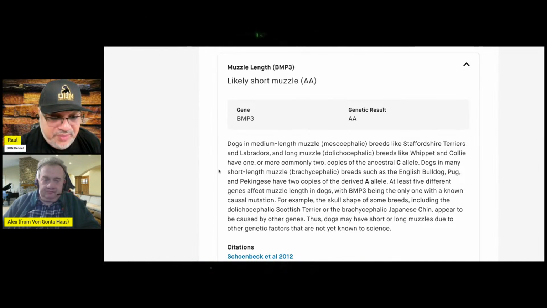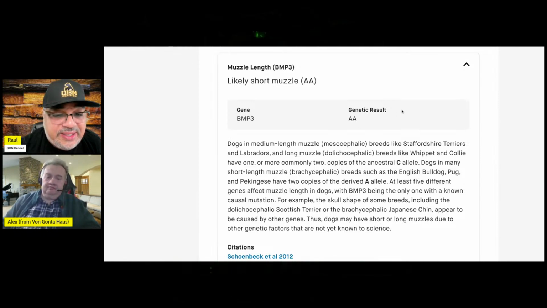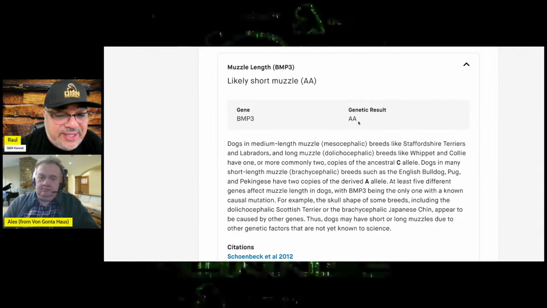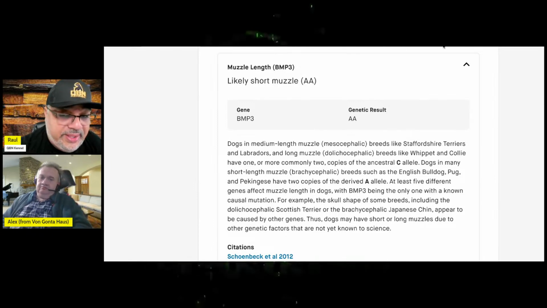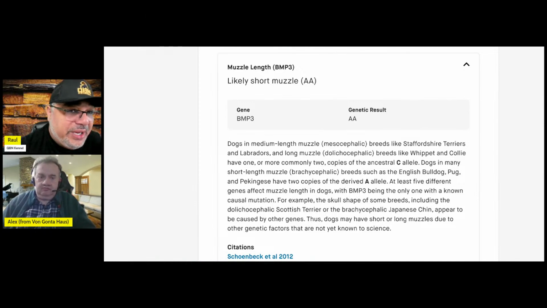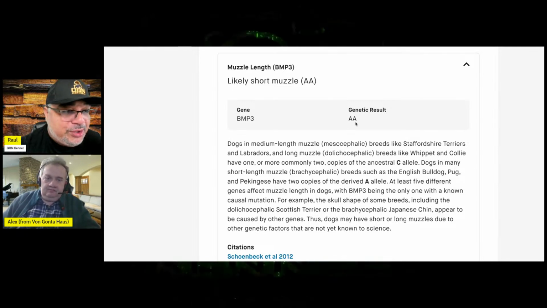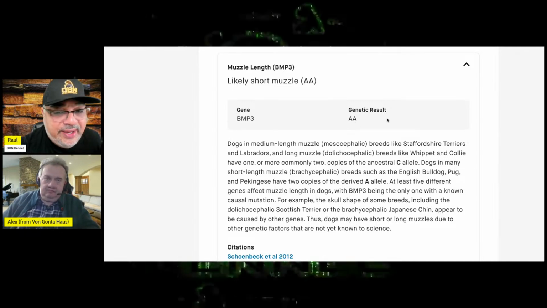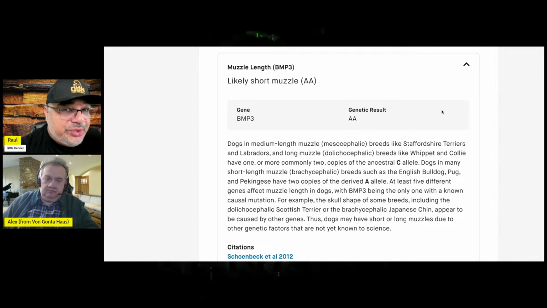So what Alex is saying is where you can use this very effectively is, say you have a dog that has AA and you're breeding to a dog that has AC, and you want to know the allele frequency, or the probability of how many pups in that litter are going to come out with a full short muzzle, AA, versus short muzzle carriers, which are going to be AC.